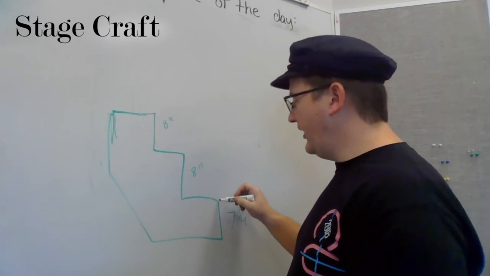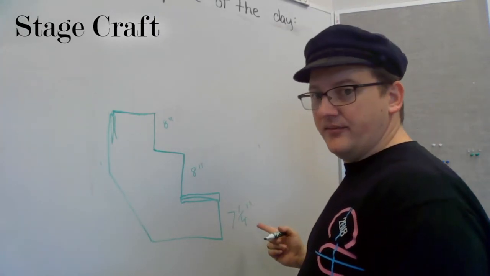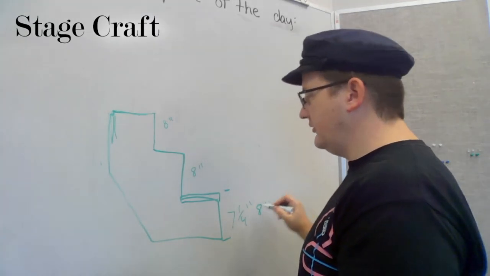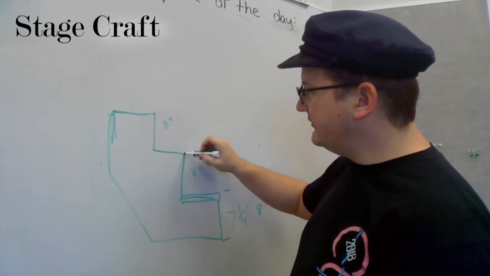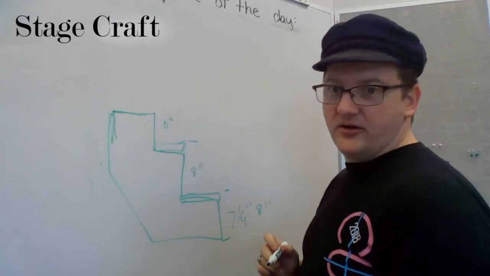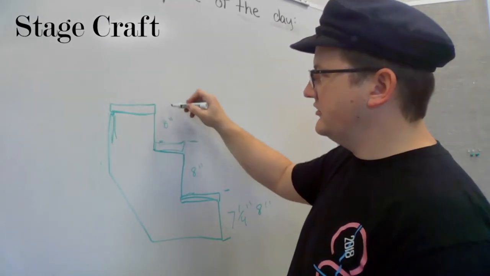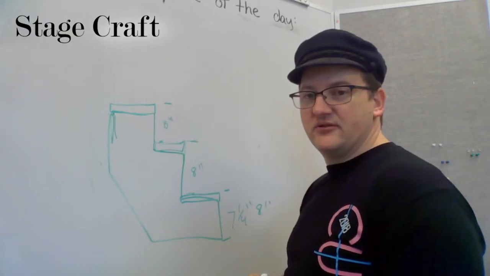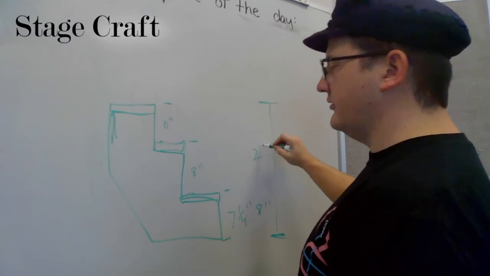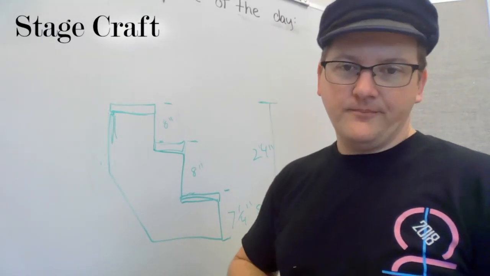Right? That way, when I add the tread, it will become, from the floor to there, 8 inches. When I add the tread here, right, from here to here will be 8 inches. And when I add the tread, from here to here will be 8 inches. And the overall height will be 24 inches. Right? Okay.